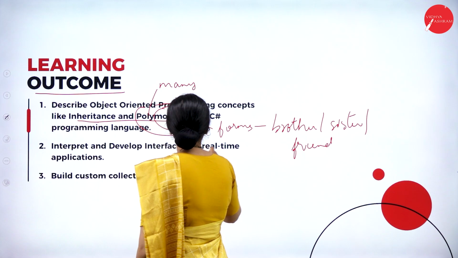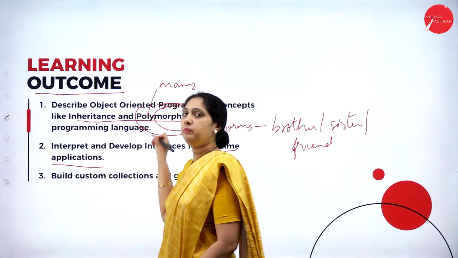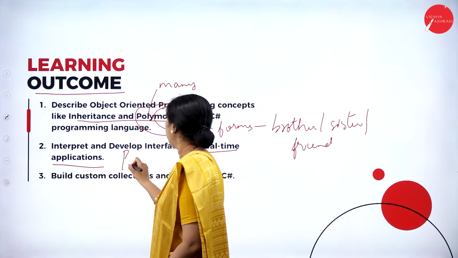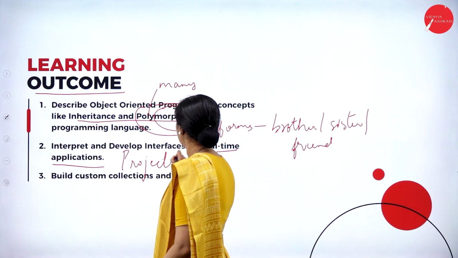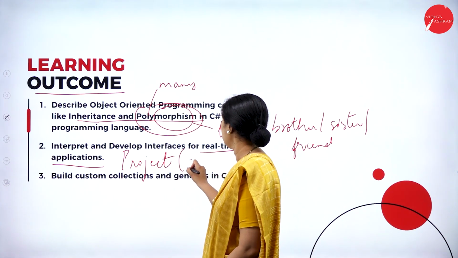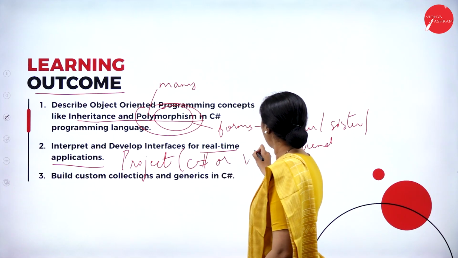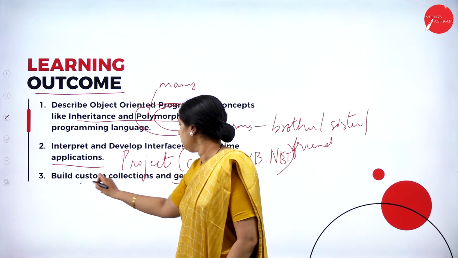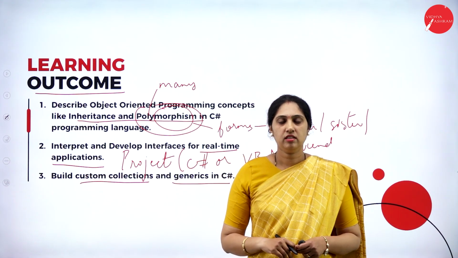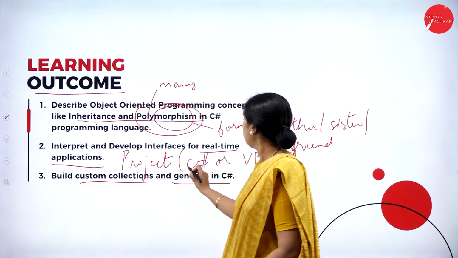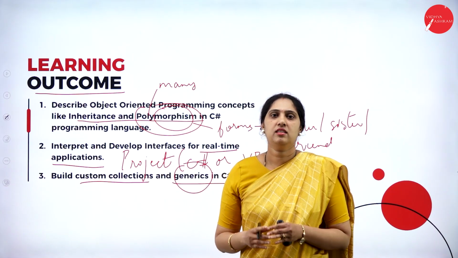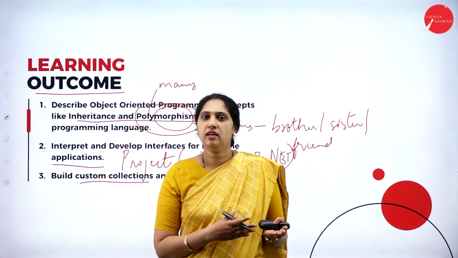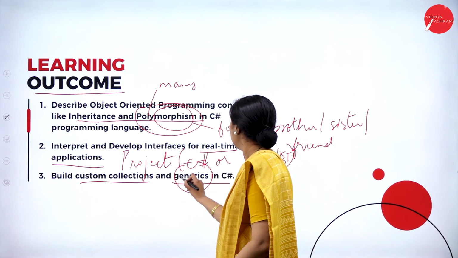Next, afterwards, we have to apply it in a real-time application. That is where? In the project. Okay. When we develop a project, in which language? Any language that you learned, C# or VB.NET. Okay, building custom applications and generics. What is generics here? In generics, a user can create a class. In a class, what all will be there? Members. What are the members? It may be data and functions. That is all about generics.